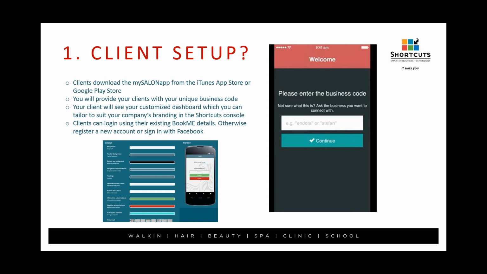Your clients will see your customized dashboard once they get in using the business code, which you will be able to tailor to really suit your branding needs in the Shortcuts console. And again, for those of you that are existing Shortcuts clients, if you're already using BookMe, clients can log in using their existing BookMe details. Otherwise, they can easily register for an account through the app, or they can sign in with Facebook as well. Any questions about that?